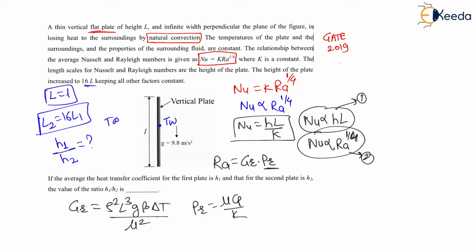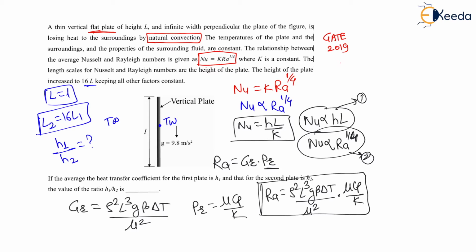Therefore, can I say this Rayleigh number Ra is equal to Grashof number, which is nothing but rho square L cube g beta delta T divided by mu square, into Prandtl number, which is nothing but mu Cp divided by k, right? This will be our Rayleigh number.